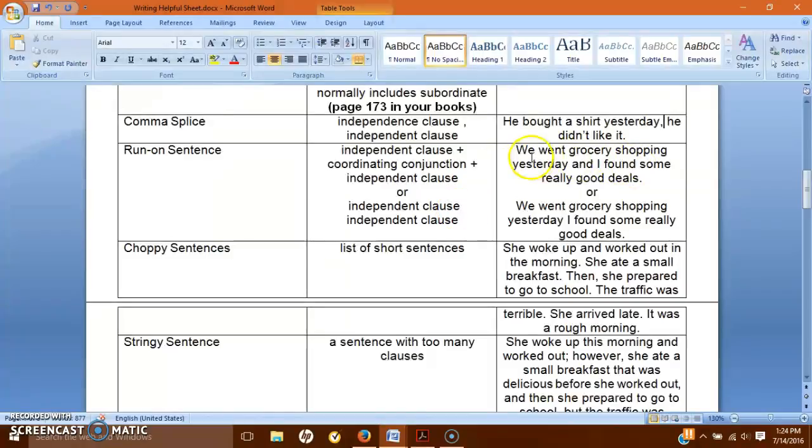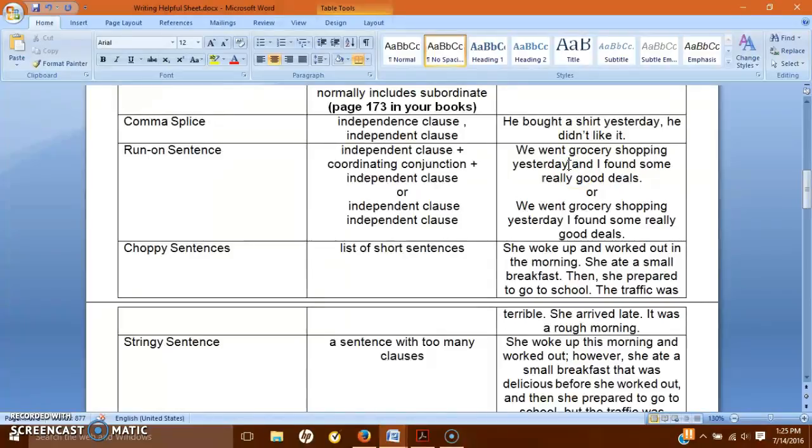So examples here. We went grocery shopping yesterday and I found some really good deals. So our first subject is we. Our first verb is went. And does it complete a thought? We went grocery shopping yesterday. Yes. So here's our first independent clause. The second subject is I. The second verb is found. Does it complete a thought? I found some really good deals. Yes. So these are 2 independent clauses, and they are only conjoined with the word and. Here, this counts as a run-on sentence.